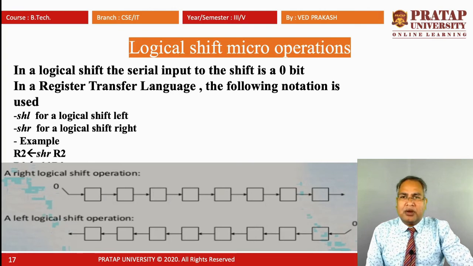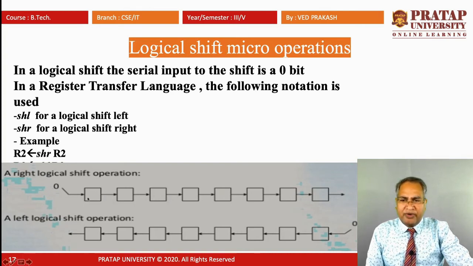Next is logical shift micro operations. In a logical shift, the serial input to the shift is a 0 bit. It means the logical shift micro operation is also classified into left logical shift micro operation and right logical shift micro operation.